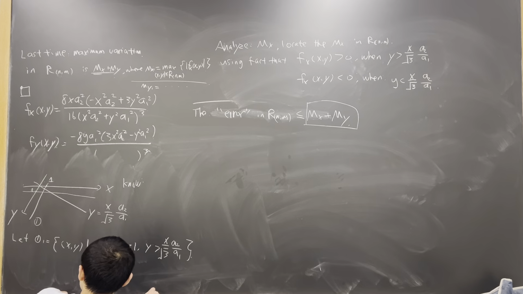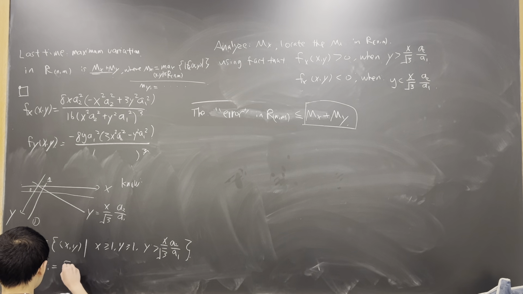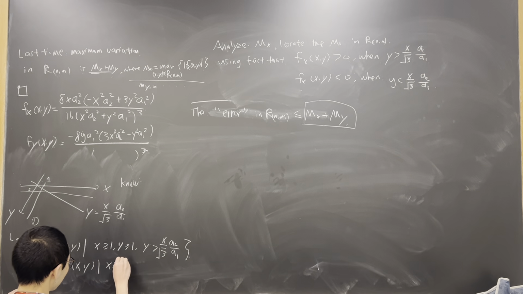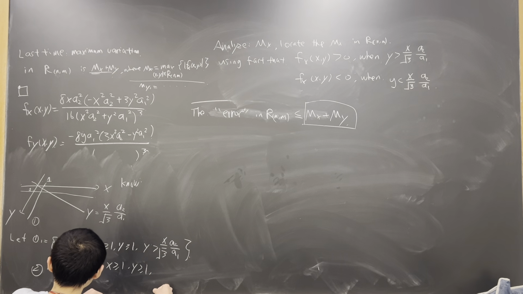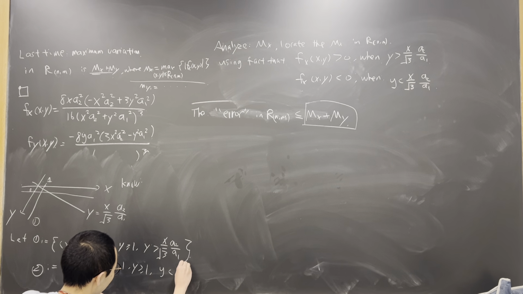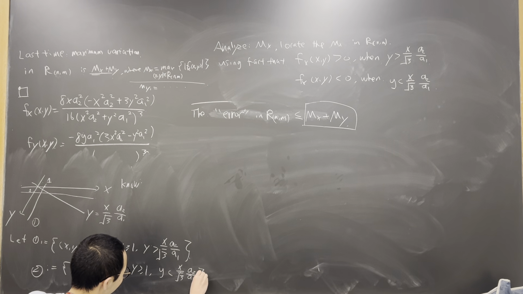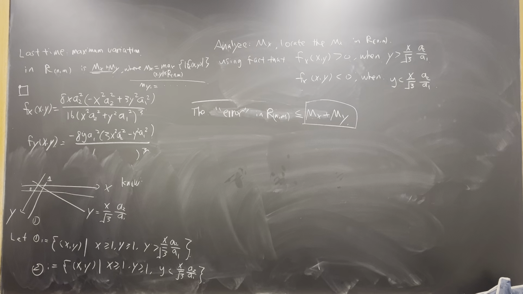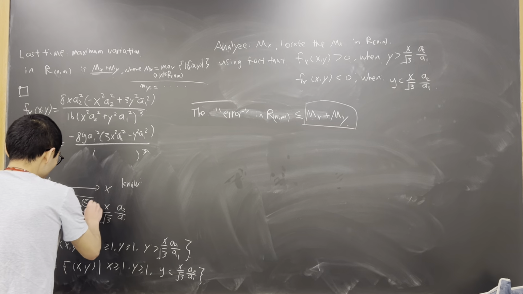Similarly, we define D2 to be the region with the same thing, x bigger than or equal to 1, y also bigger than or equal to 1, but y less than that. So this is region 2.